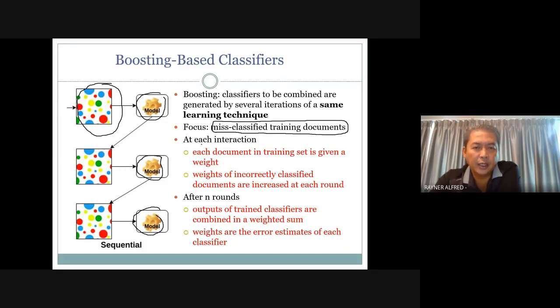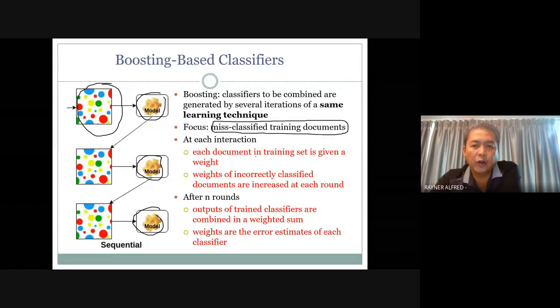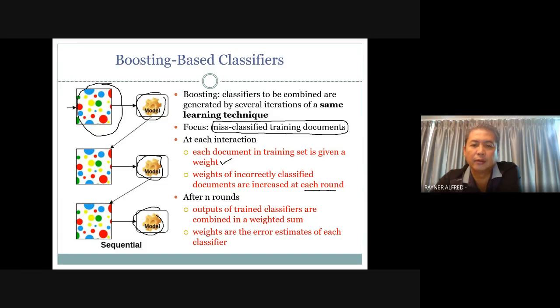And at each iteration, each document in the training set is given an initial weightage. So the weight of the incorrectly classified documents is increased at each round. Okay, and also the weight of the correctly classified documents will be decreased at each round. That means we will focus more on the incorrectly classified documents.